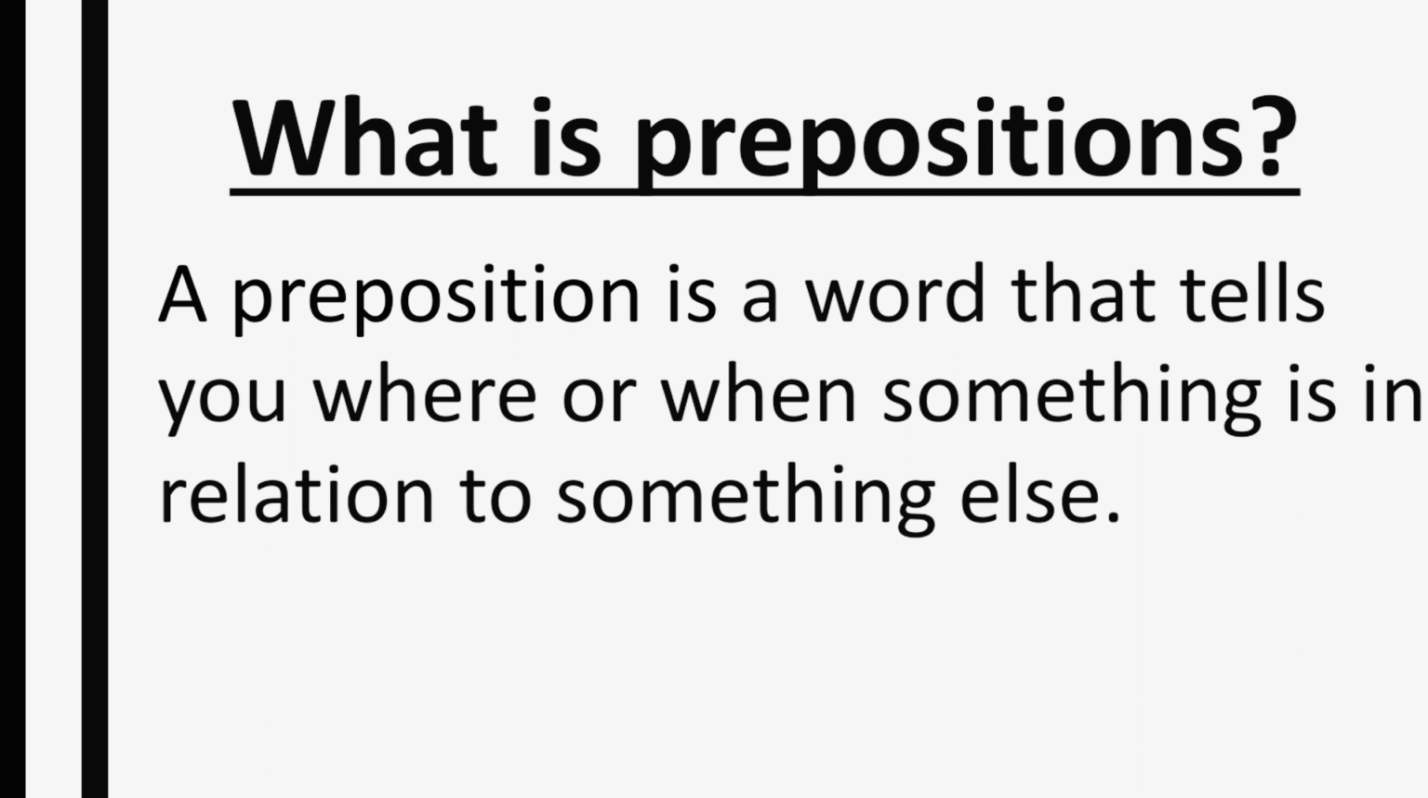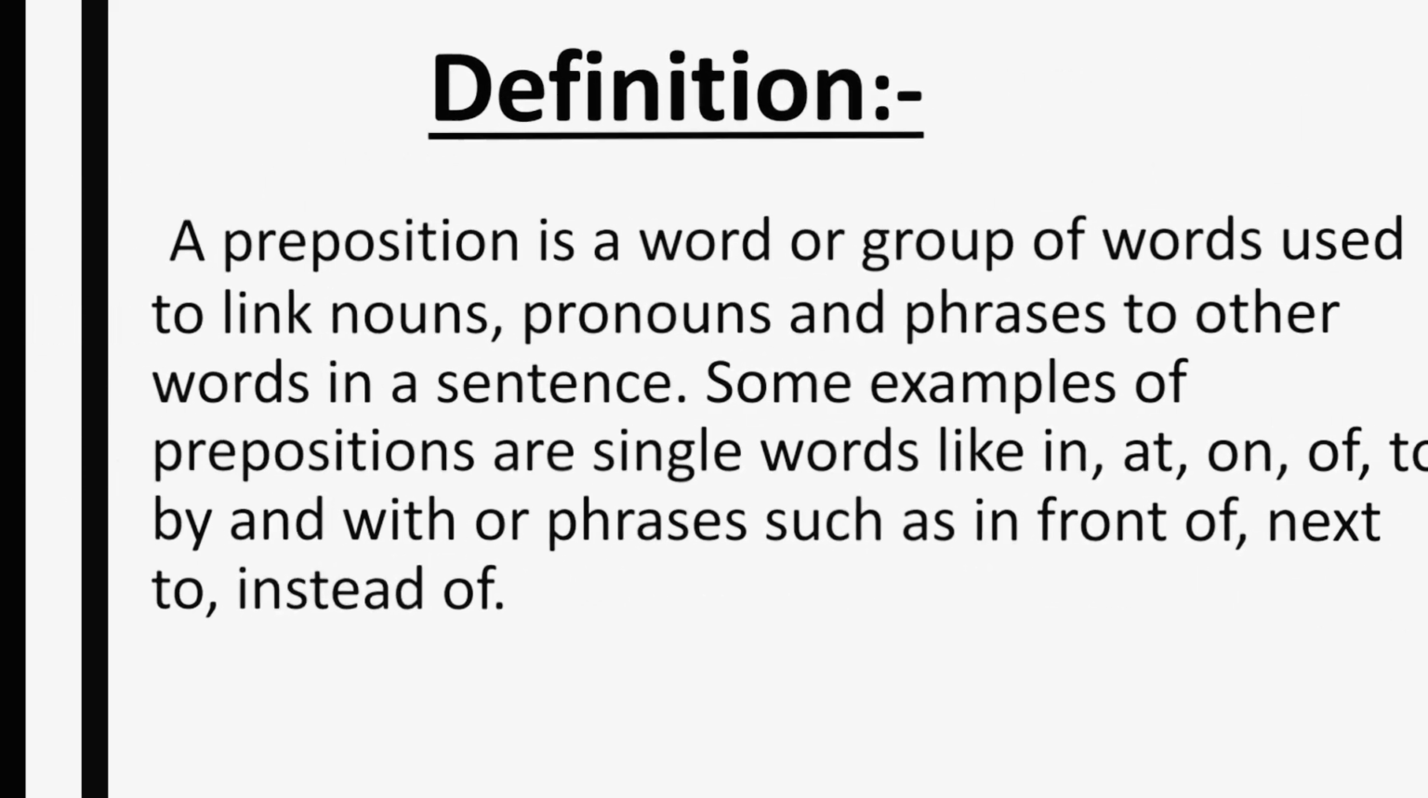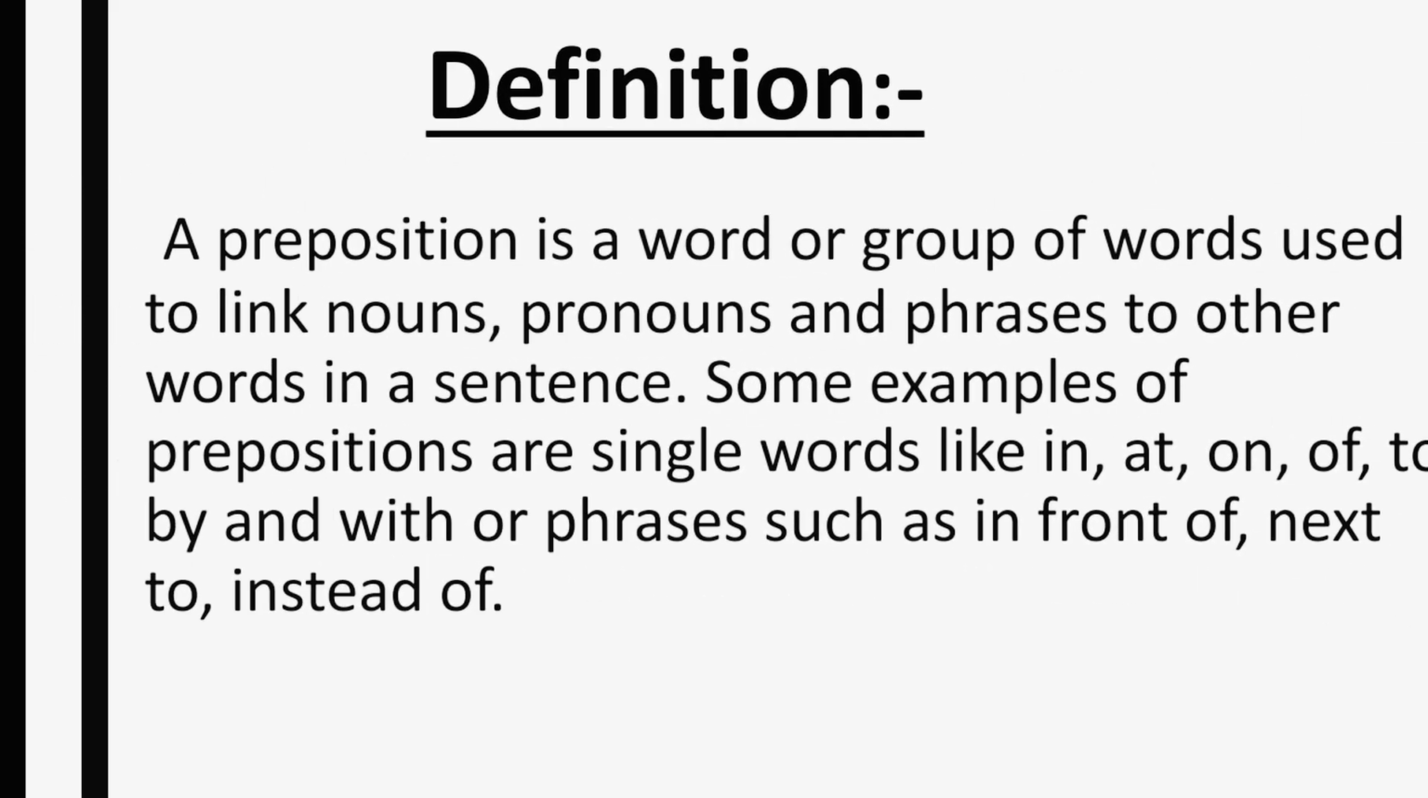Now, what is a preposition? A preposition is a word that tells you where or when something is in relation to something else. Its definition: a preposition is a word or group of words used to link nouns, pronouns, and phrases to other words in a sentence. Some examples of prepositions are single words like in, at, on, of, to, by, and with, or phrases such as in front of, next to, instead of.